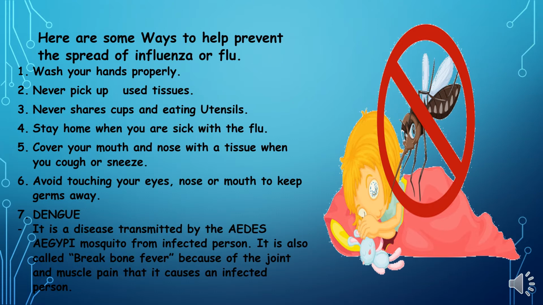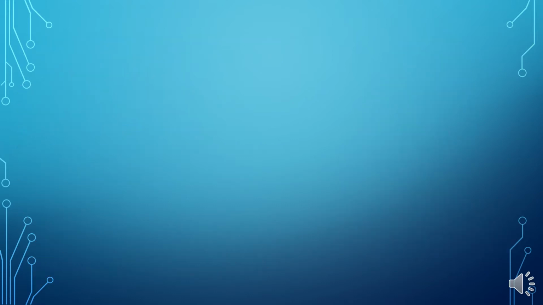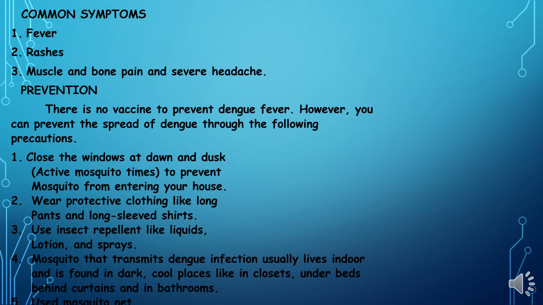Next is dengue. Dengue is a disease transmitted by the Aedes aegypti mosquitoes from an infected person. It is also called breakbone fever because of the joint and muscle pain that is caused in an infected person. Common symptoms of dengue: first, fever; second is skin rashes; and third is muscle and bone pain and severe headache.